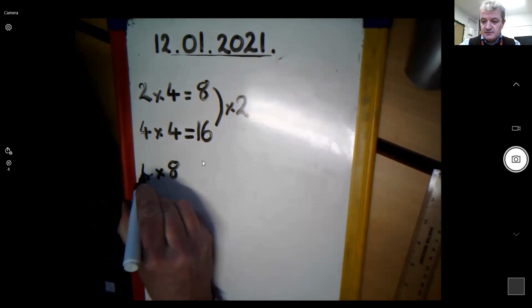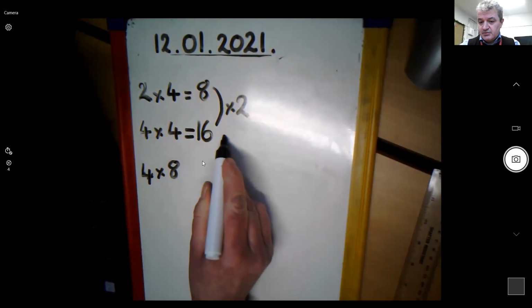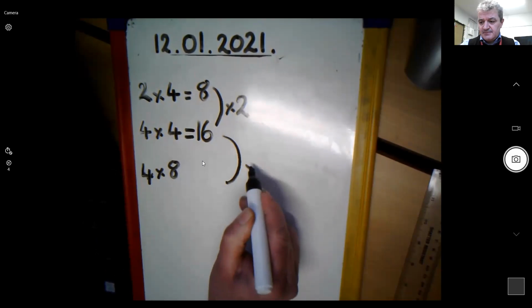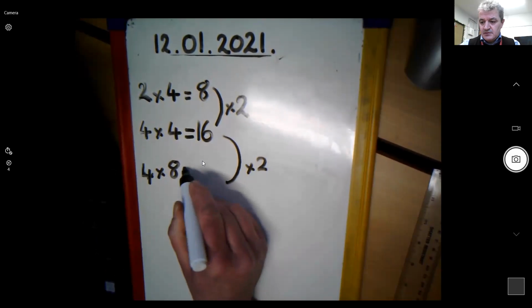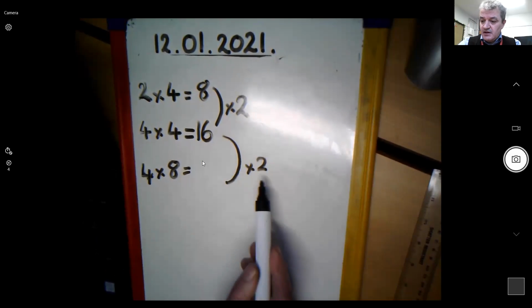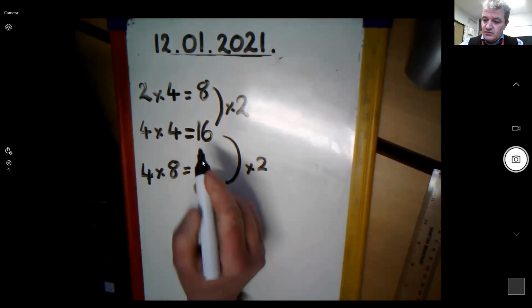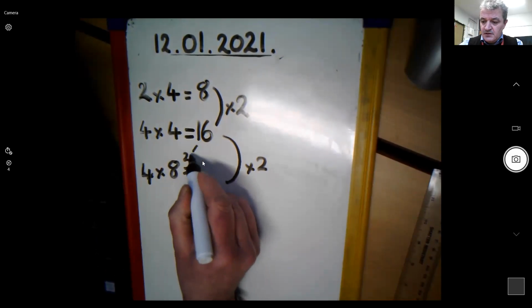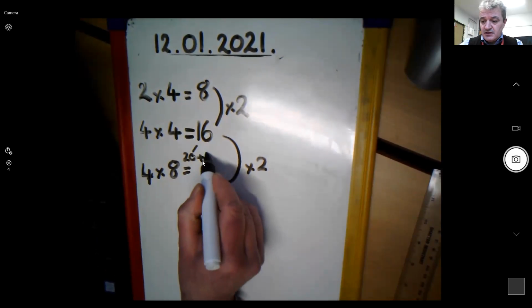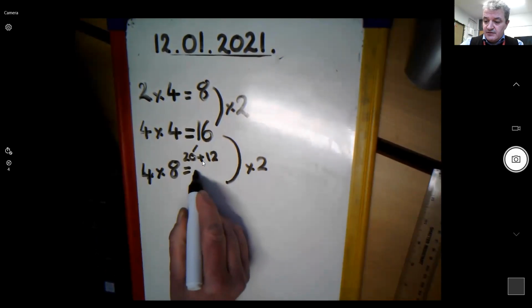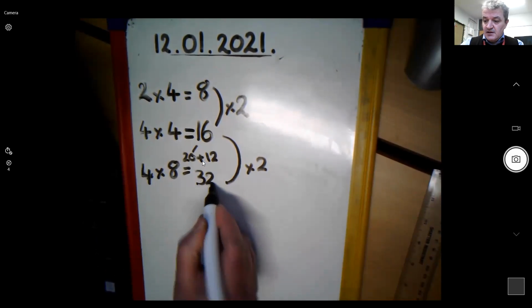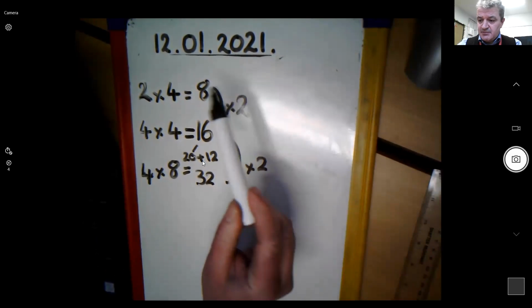What is 8 times 4? I can double my 16 and get double 10 is 20, double 6 is 12. I end up with 32.